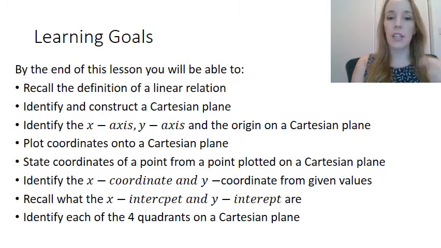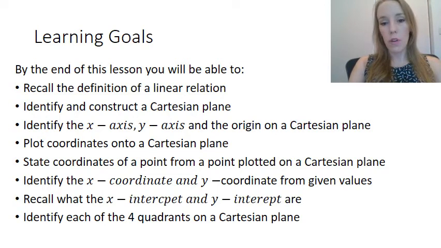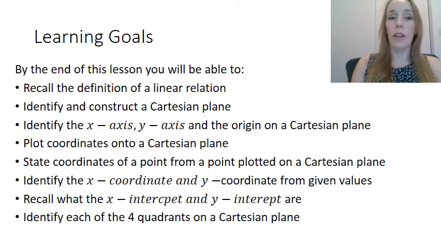and construct a Cartesian plane, also known as a number plane, identify the x-axis, the y-axis, and the origin on a Cartesian plane, plot coordinates onto a Cartesian plane, state the coordinates of a point from a point plotted on a Cartesian plane, identify the x-coordinate and the y-coordinate from given values, recall what the x-intercept and y-intercept are, and your last goal is to identify each of the 4 quadrants on a Cartesian plane. So quite a few goals, and we'll go through them all during this video.